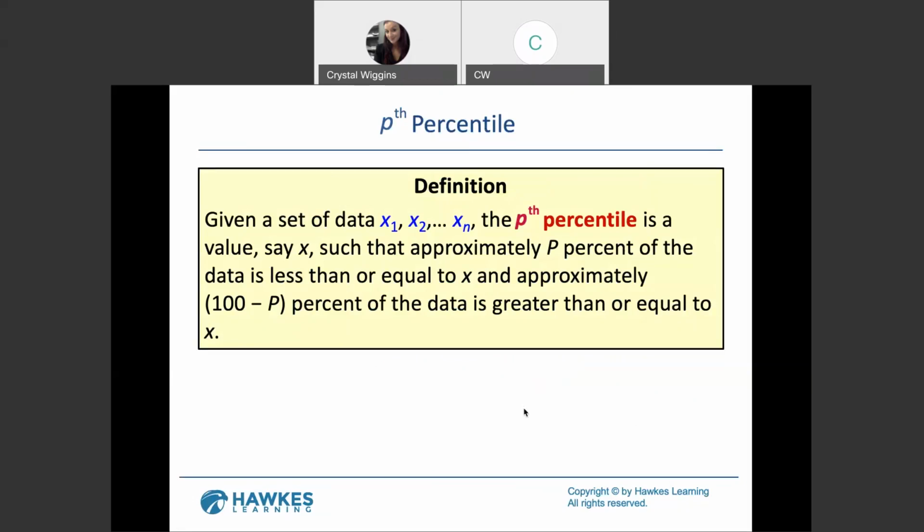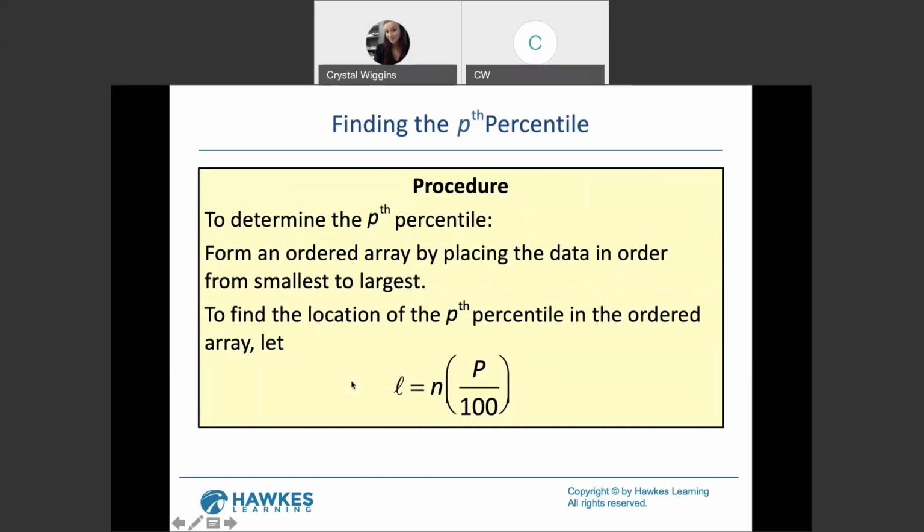The pth percentile is a value, say x, such that approximately p% of the data is less than or equal to that particular data value, and approximately 100 minus p percent of the data is greater than or equal to x. So to determine the pth percentile, where when we say pth, we're talking about any number, like the 80th percentile or 16th percentile, whatever it is you're looking for.